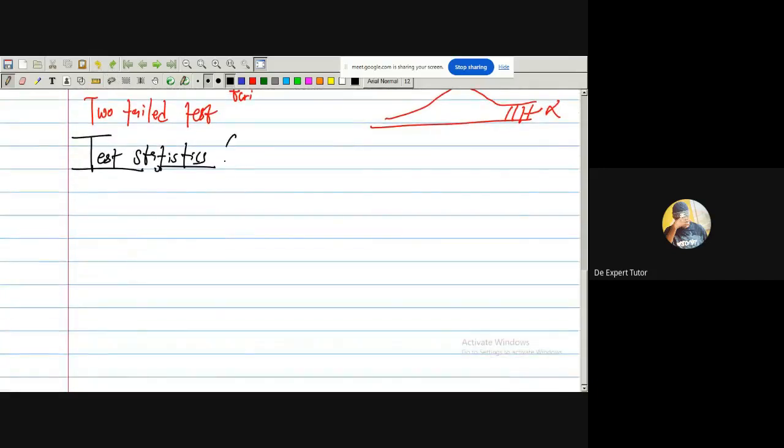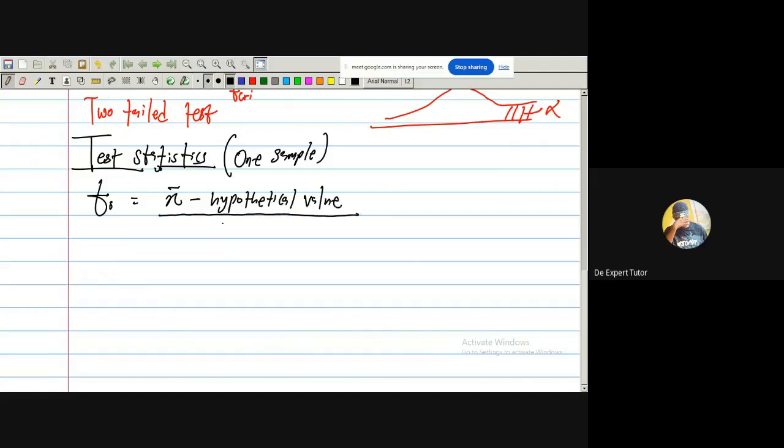Now, if you are dealing with one sample, your test statistic, TS, will be the mean minus the hypothetical value, all over the square root of the variance over n. And there is something we call degrees of freedom. Everywhere in the world, even in thermodynamics, degrees of freedom is n minus 1. In statistics, degrees of freedom is n minus 1.